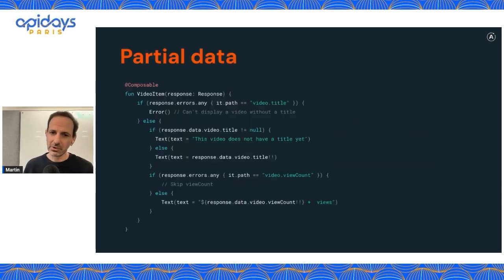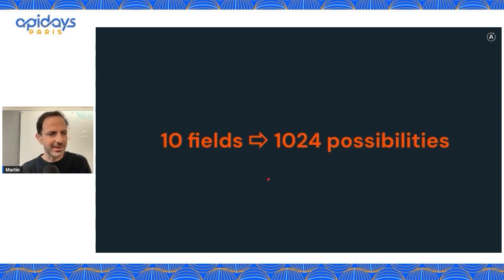And my UI logic now becomes something like this. If there is any error on the title, I cannot represent anything, so I just use a general error. But if there is a title that is null, I can use a placeholder. But if it's not null, I can use the title. But for view count, it's not the same thing. If there is an error, I need to skip the element. And if not, I need to display the view count. Well, you got me there. You saw where I was coming from.